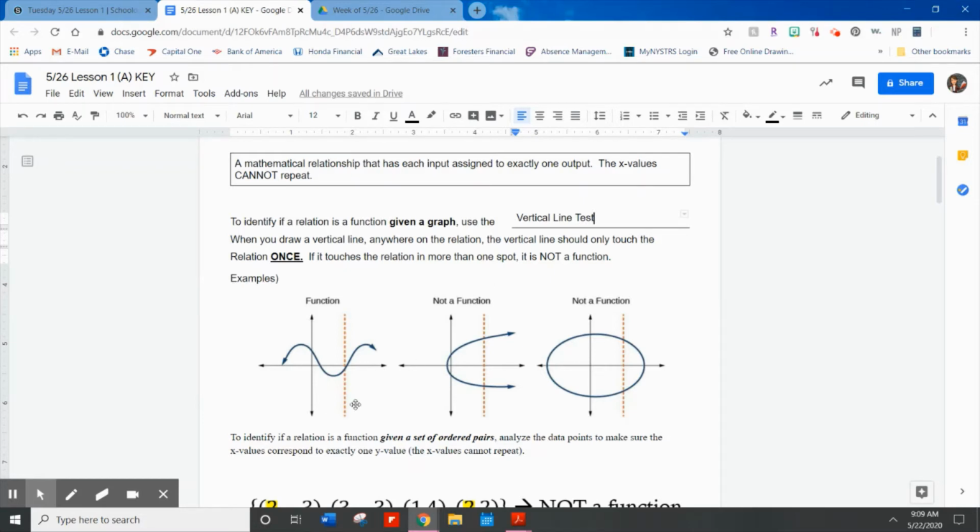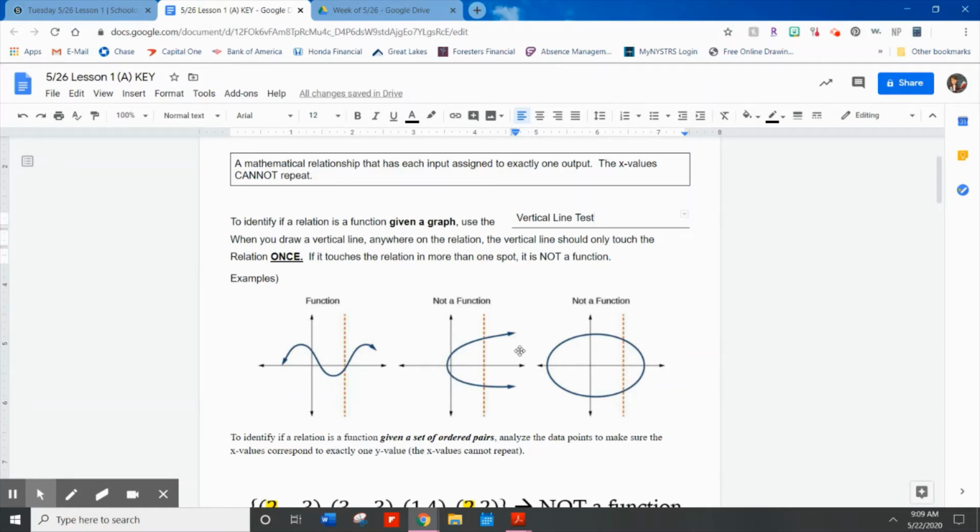Okay, so if you think about it, I've got 3 examples down here for you. The first one is a function. So let's just estimate right here. This is going to be, I don't know, let's say the point 5, 0. Now, 5, 0 in that coordinate, 5 is the X coordinate. Now you see that we don't have any other points on the function where 5 would be an X coordinate. Therefore, 5 does not repeat. So it is a function.